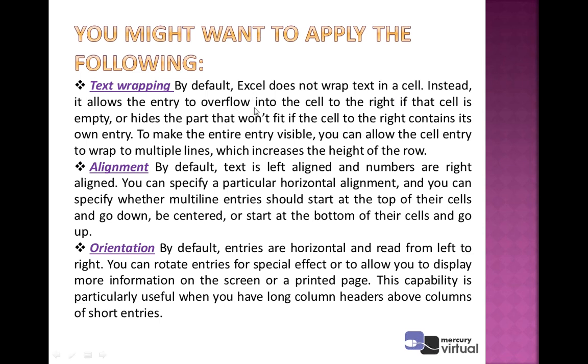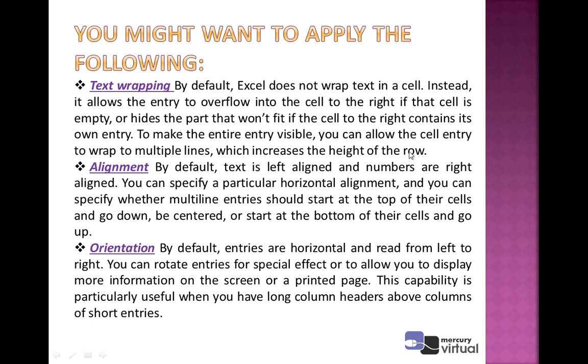Instead, it allows the entry to overflow into the next cell. Overflow means beyond the cell, the text will be written to the right if that cell is empty, or it hides the part that won't fit if the cell to the right contains its own entry. This means whenever the content is too long for a cell, it moves into another cell, or it can overlap or hide the other cell's content if the wrap text option is not checked. To make the entire entry visible, you can allow the cell entry to wrap to multiple lines, which increases the height of the row.